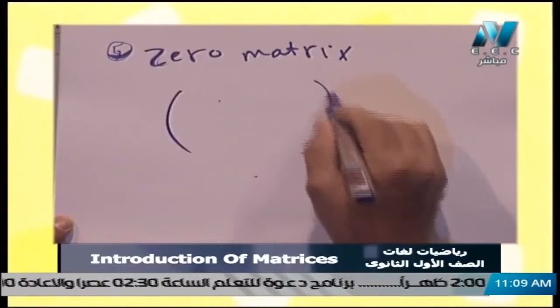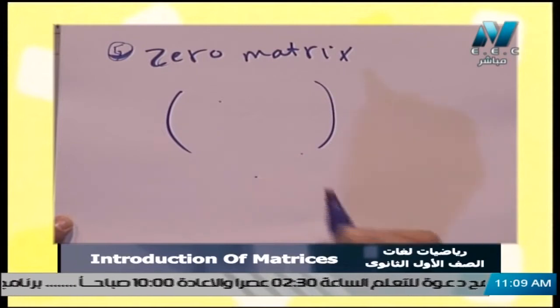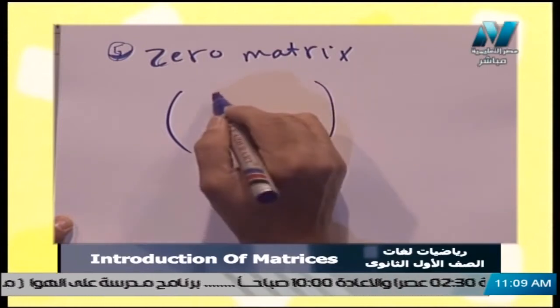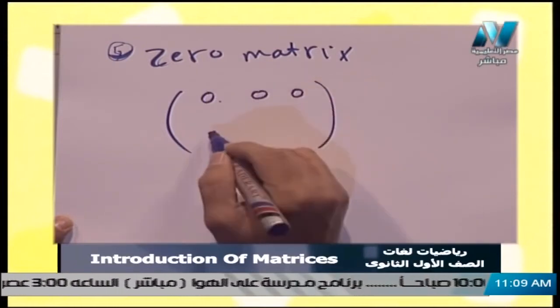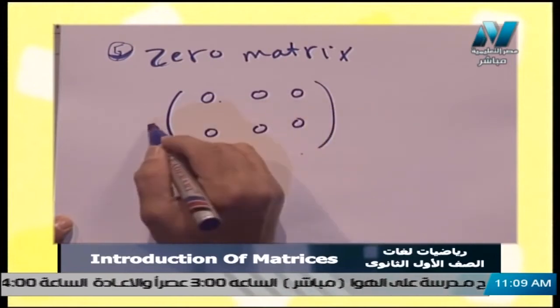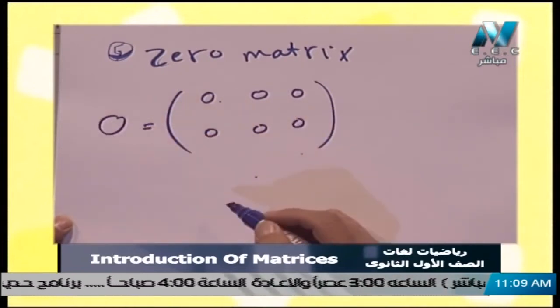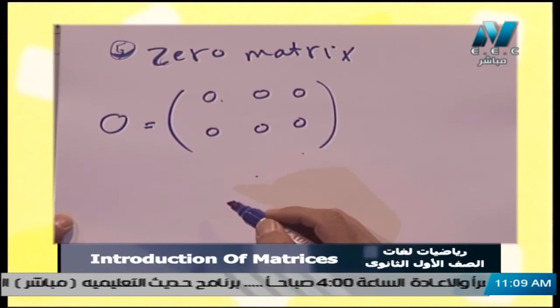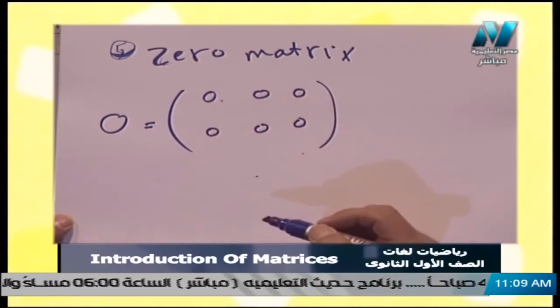Number 5, we call the zero matrix. What is the zero matrix? From its name, of course, it will be zeros. All of its elements are zeros, like that. So it's the zero element or zero matrix, and all of its elements equal zero.